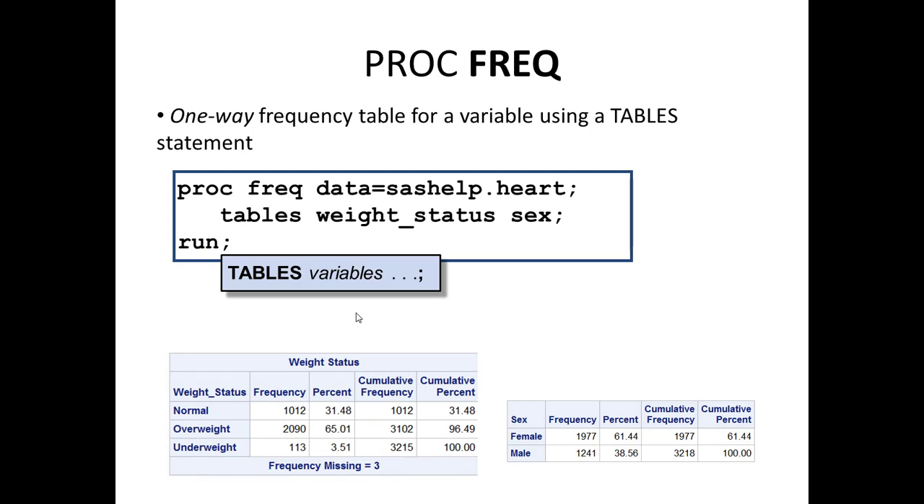And then finally, the PROC freq, as I've said, is used to create summary statistics in terms of the numbers and frequencies for a particular variable or multiple variables. So we use the table statement to tell SAS which variables we want the frequencies of. So in this instance, we are looking at the weight status and the sex, and our data set is the heart data set we are using in our PROC. So that's one simple way that a frequency works.